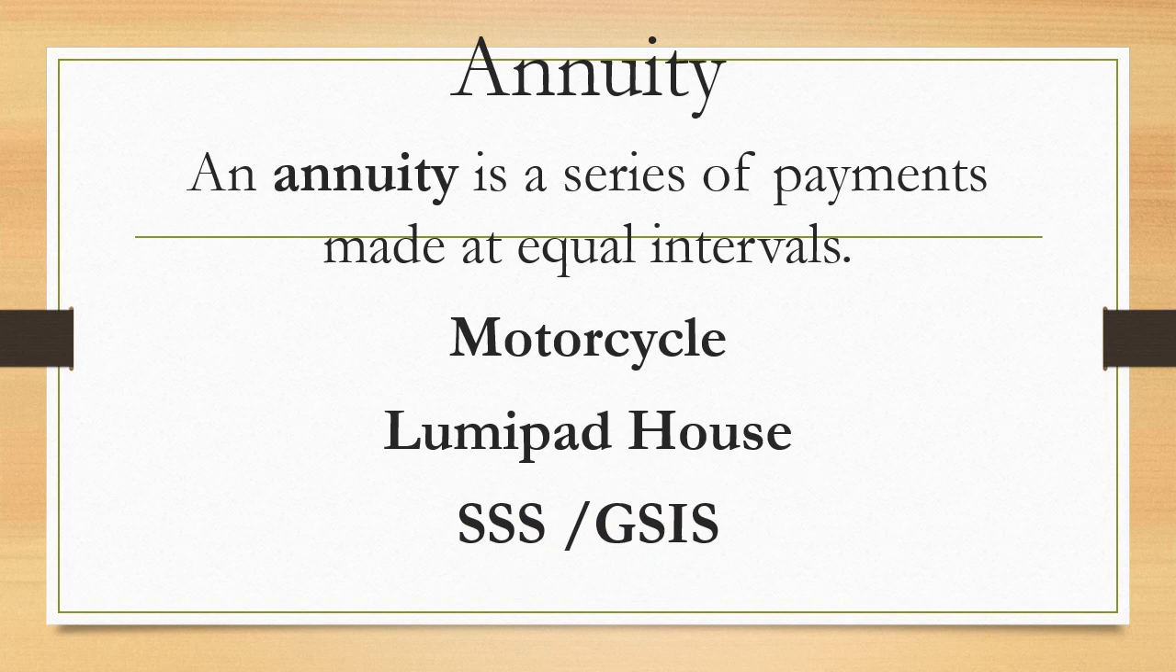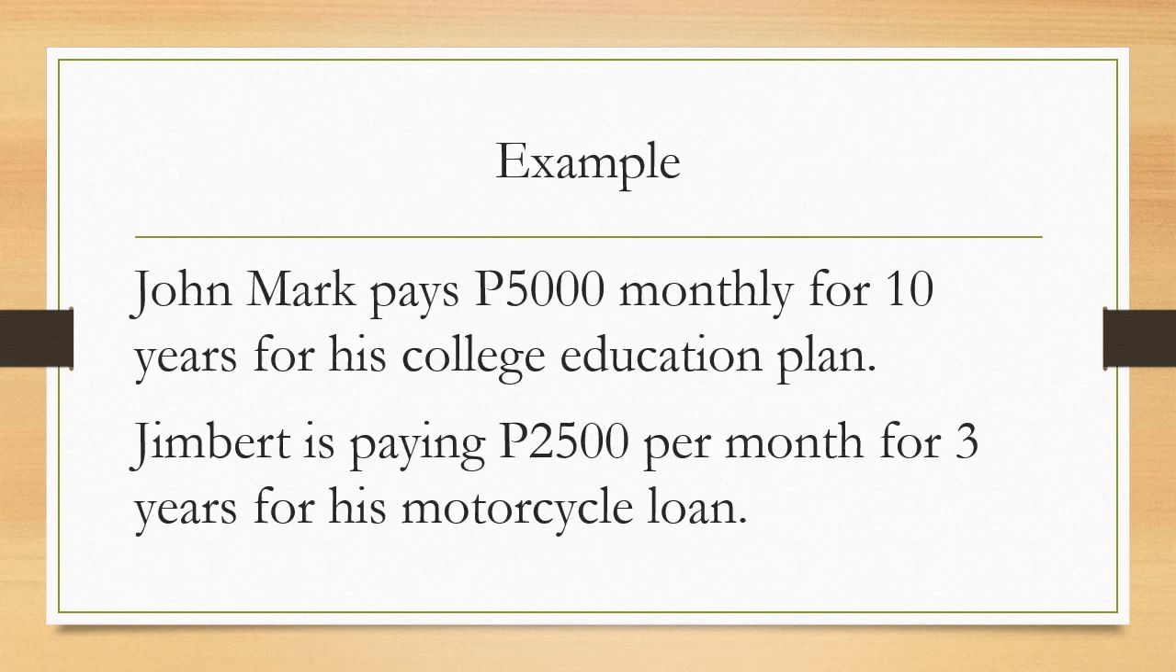Now, our SSS or GSIS are also considered annuities because we pay monthly for those insurances so that we can have a lump sum or insurance in the future. Another example, John Mark pays 5,000 monthly for 10 years for his college education plan. So that is an annuity. Jim Bird is paying 2,500 per month for 3 years for his motorcycle loan. So those are examples of annuities.